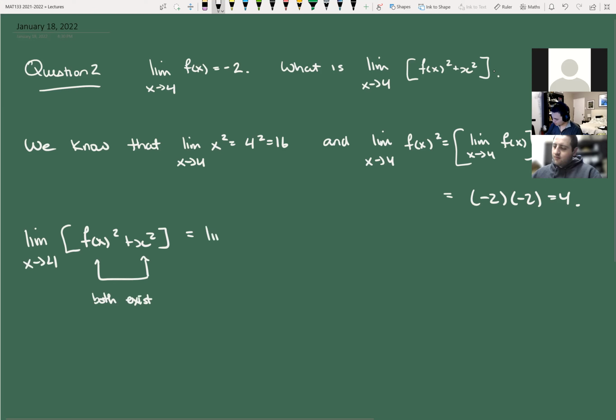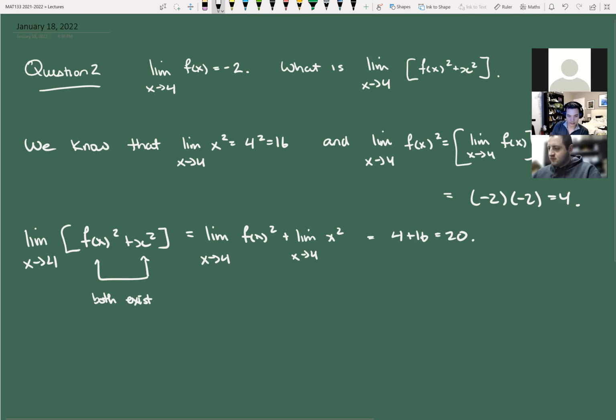Then I can split that up like so. Okay, we know what those are. We've already computed them. So what do we get? We got 4 plus 16, and that was equal to 20. Okay, so like I said, you don't quite have to do that level of detail.